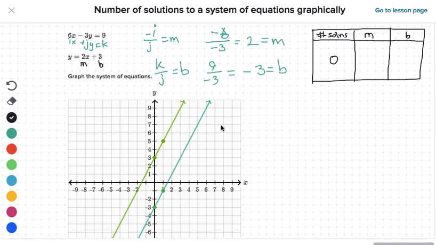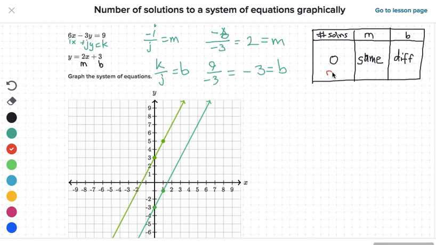The lines don't intersect each other at any point, and what we notice is that the slopes on both lines are the same. But the y-intercepts are different. We've got two different y-intercepts, so they're different. What we will find as we go along is two other situations.